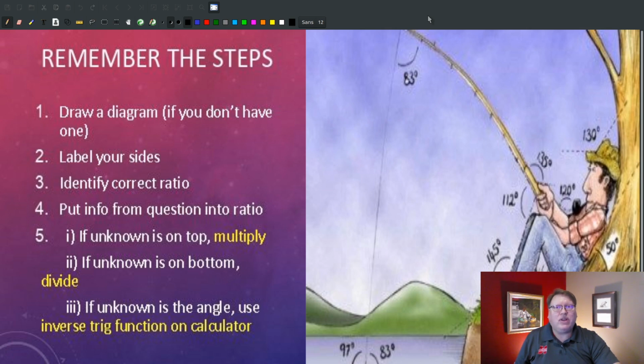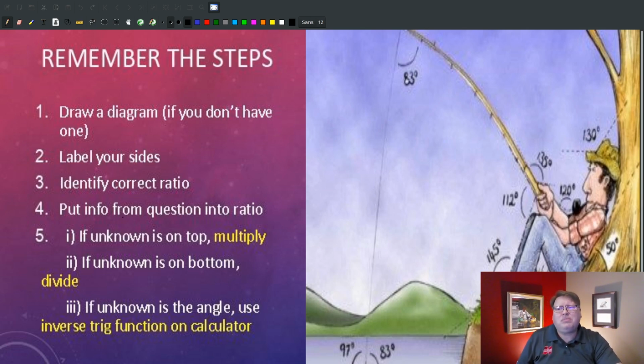Okay, I'm going to have to draw out what they're telling me and see what side measures are given, what angle measures are given, and then what trig ratios are appropriate to solve the problem at hand. You're also going to want to label your sides. Any given information on the problem, you always label on your diagram. You're going to want to identify the correct trig ratio, depending on what angle is given and what side measures are given. You're going to put that information from the question into a ratio.